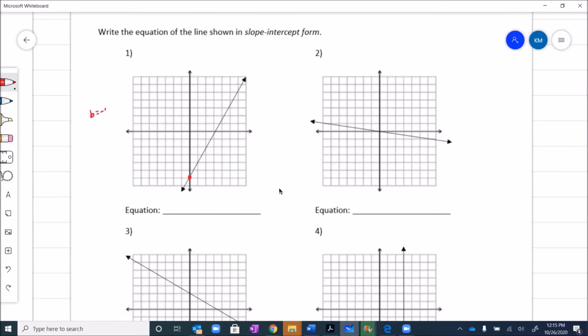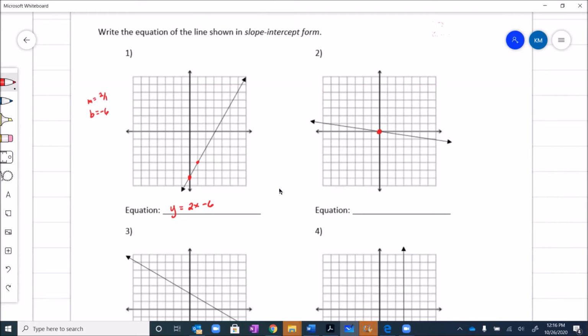I need to find another point that's clearly marked. And I see that here. And so on this point that's clearly marked, I'm going to go up 2 and over 1. And so my slope is 2 over 1 or 2. And so then I can write my equation as y equals 2x minus 6.